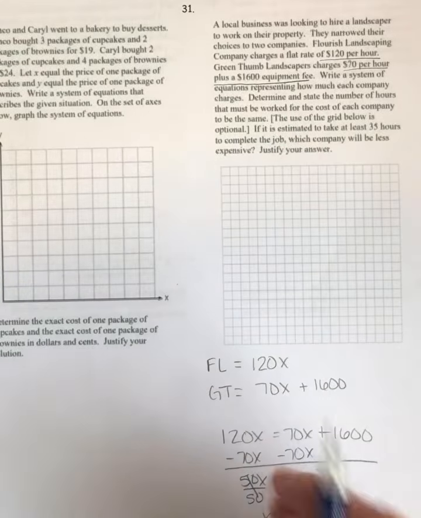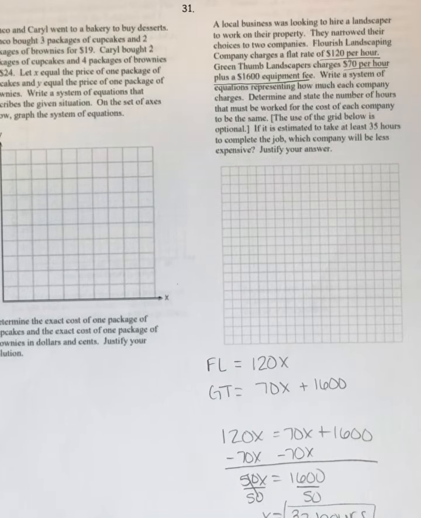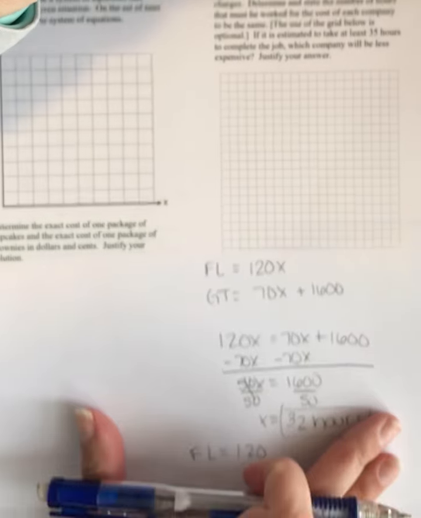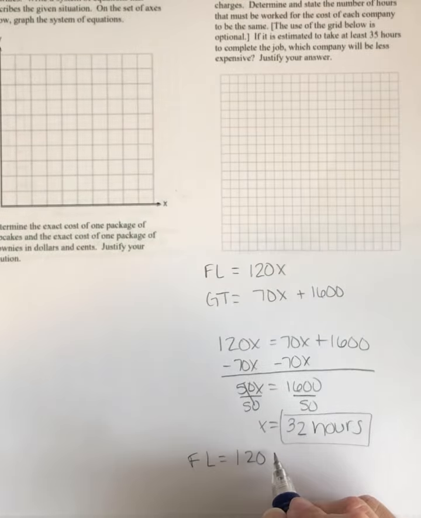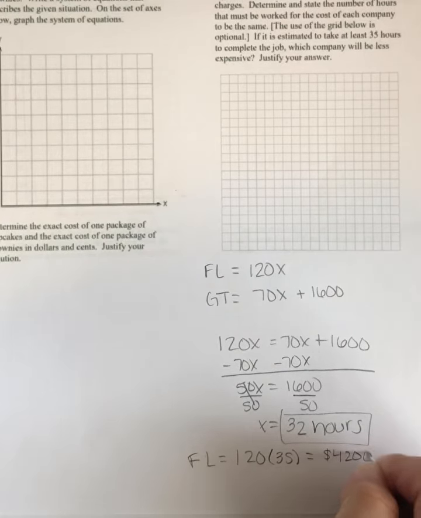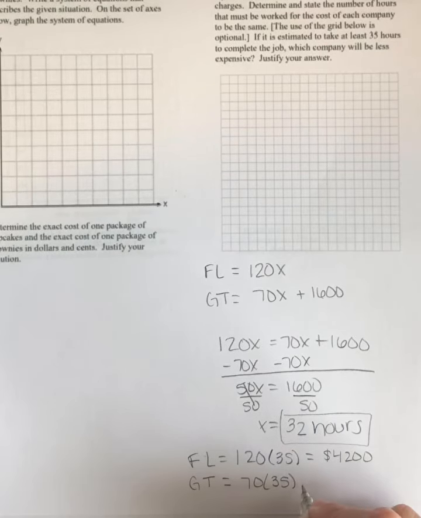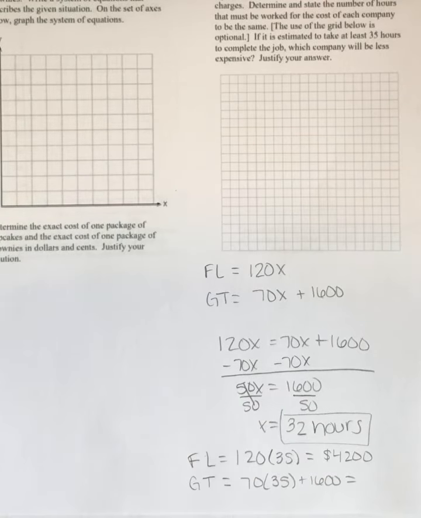You can plug in. So if I take my first equation for Flourish Landscaping, $120 times 35 hours. So in your calculator, 120 times 35, it would cost $4,200 with them. To use Green Thumb, it's $70 times the 35 hours plus 1,600. So 70 times 35 plus 1,600, it's only $4,050. So Green Thumb would be cheaper.